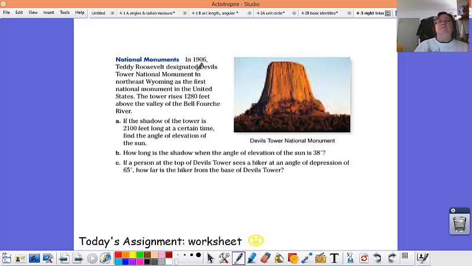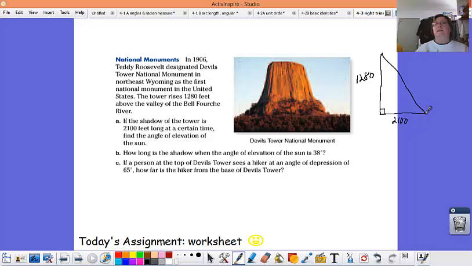I love it. Wouldn't be math if we didn't have an application problem. So I have a picture here of Devil's Tower, which is in Wyoming, and it's just a huge rock formation. It says that the tower is 1,280 feet above the valley floor, so I'm going to draw a simplified picture. 1,280 is the height of that. We're asked about shadows in this problem. If the shadow of the tower is, and I'm not drawing to scale, but if it is 2,100, we want to find the angle of elevation of the sun.